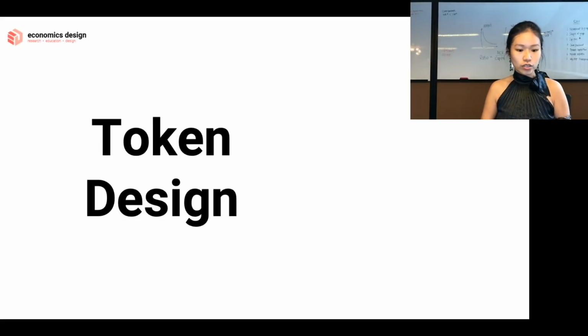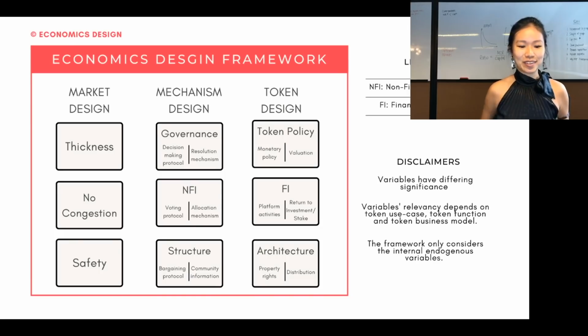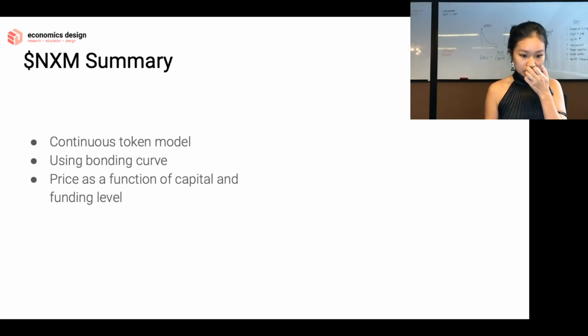And now let's look deeper into the token design. I think the token design part is really exciting. Once again, we're going to look at the token design pillar, specifically the token policy: the monetary policy of the NXM token, the valuation of the NXM token, and then we're also going to look at financial incentives, the platform activities and the ROI, or returns to stake, for the NXM token.